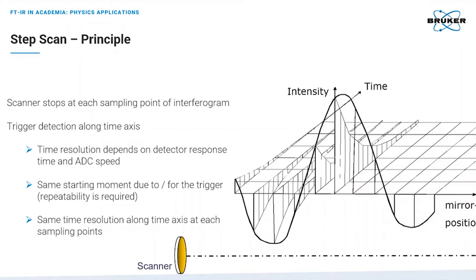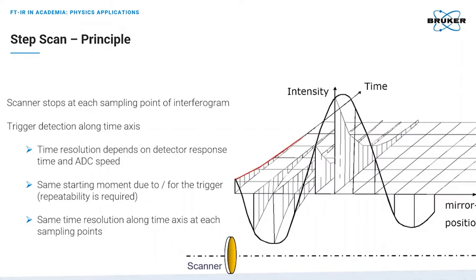So let's have a closer look at the working principle of step scan. Here again, our interferogram with the mirror position as horizontal axis and intensity as vertical axis. Now, we also have a third axis named time here. In the normal scan mode, the scanner moves continuously, and then the signal on the detector gets collected at each sampling point continuously. In the stepped scan mode, the scanner moves to one sampling point and will stop there.